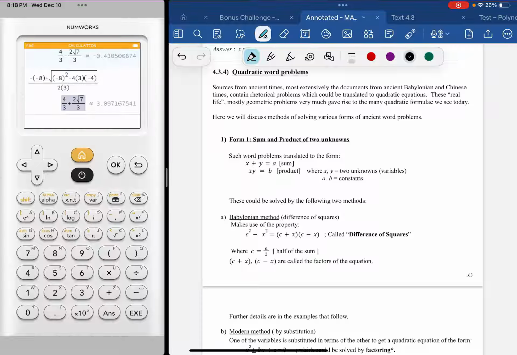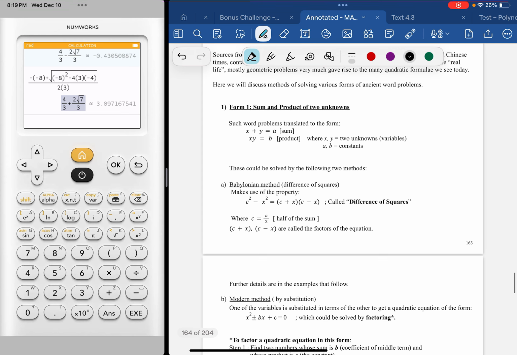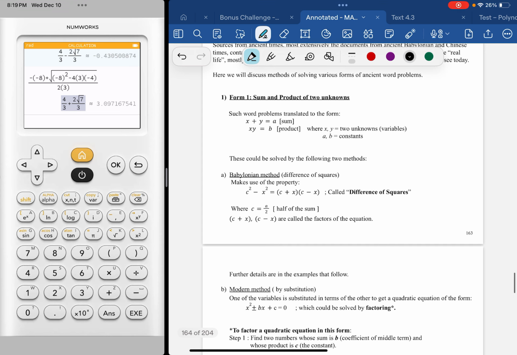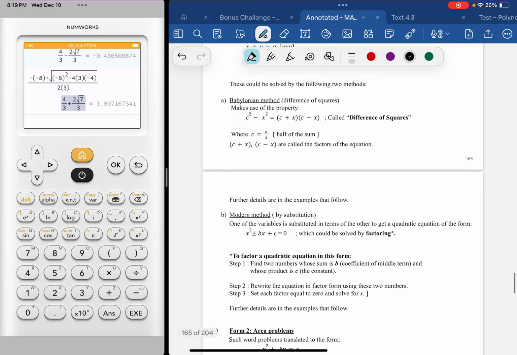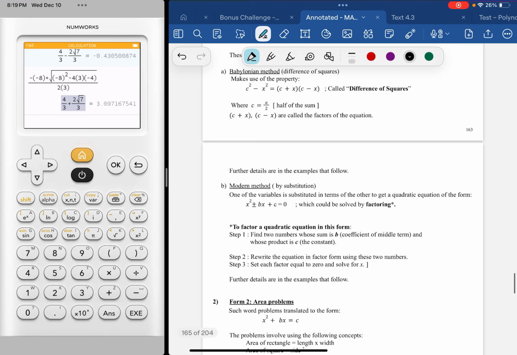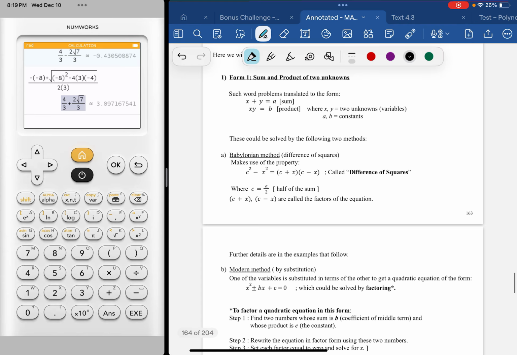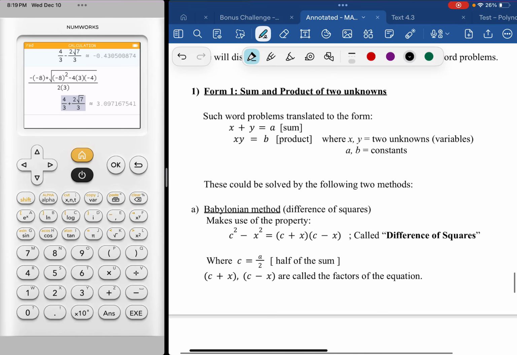All right, so the examples that you see here, you have different forms. You could see form one, sum and product of two unknowns. We could use either the Babylonian method or a modern method to handle those kinds of problems. Such word problems are translated into x plus y equals a and xy equals b, where x and y are two unknown variables and a and b are constants.